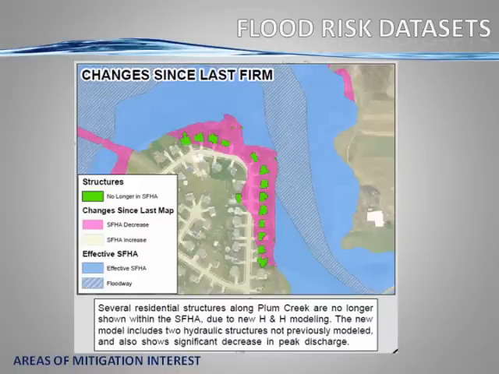Since the last FIRM, this is something to use for the areas of mitigation interest, because if you're looking at changes since the last FIRM, where there's been a decrease in the floodplain or an increase in certain areas, then that may help you decide what you want to mitigate now, especially with certain structures. You may want to mandate that certain structures be raised or improve bulkheading, things like that.